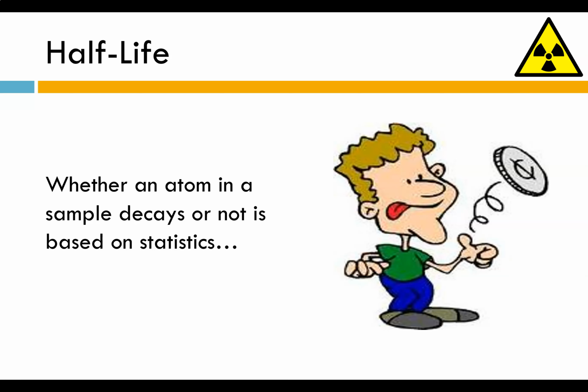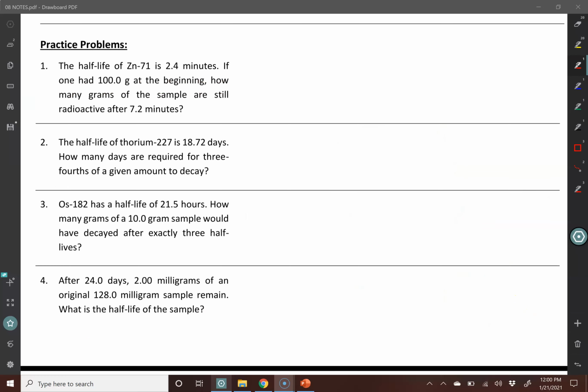It's just kind of random statistics. So it's not going to be able to predict which atoms will decay. We can just say that, hey, over this span of time, we know that half of the atoms of this specific radioisotope will decay. Let's try out some practice problems with this and try to apply these concepts.